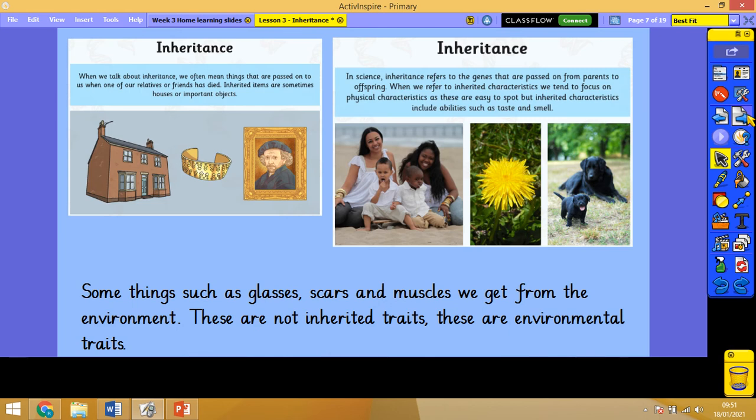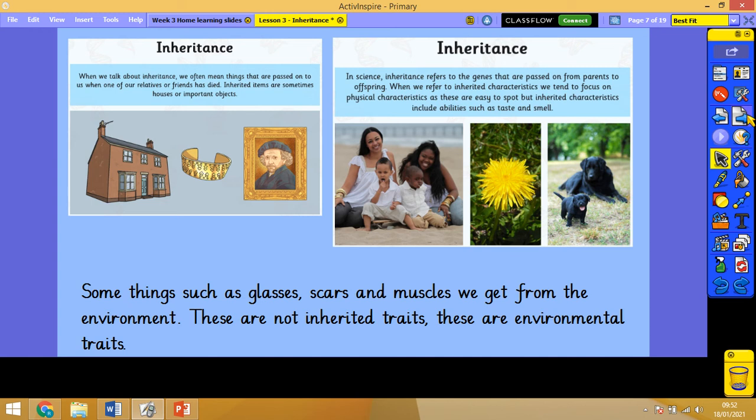So inheritance then, when we talk about inheritance, this often means that things are passed to one of us when a relative dies. So for example, when my granddad died, he left me a painting of an aeroplane that I used to enjoy when I was a child. Sometimes, I think my nan died, she gave me quite a lot of money, lucky me. But we're talking about something different. We're not talking about that kind of inheritance.